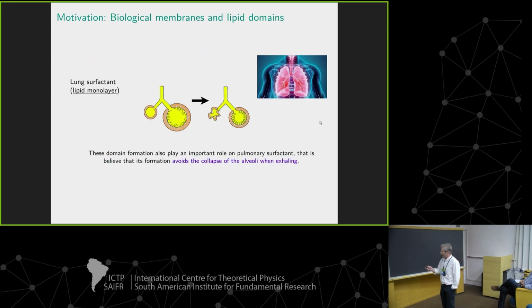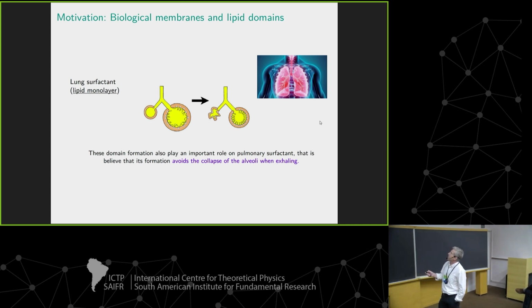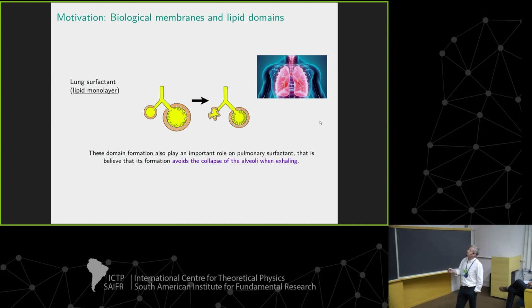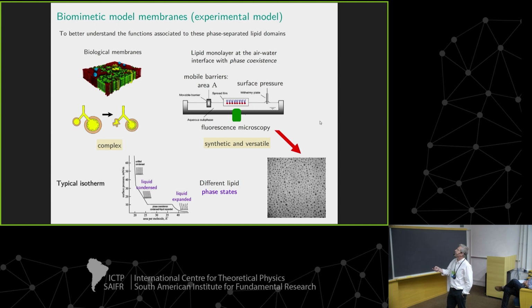Also, an interesting example for lipid monolayers is the case of the lung alveoli. There we have a monolayer which is presumed to also have domains which are responsible for avoiding the collapse of the alveoli when we exhale. So it's also an interesting example of a biological monolayer.